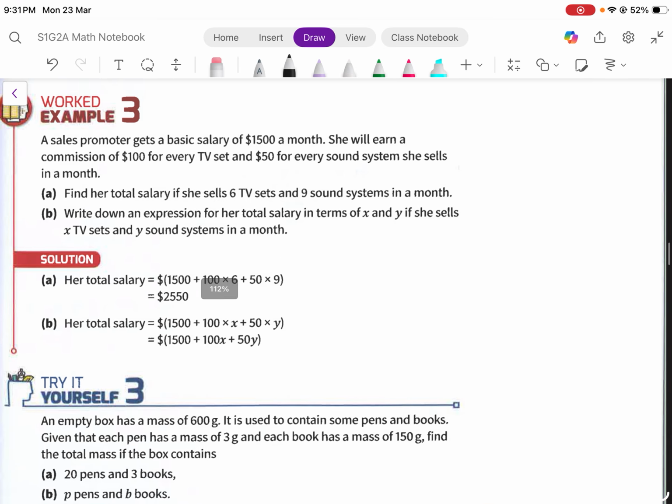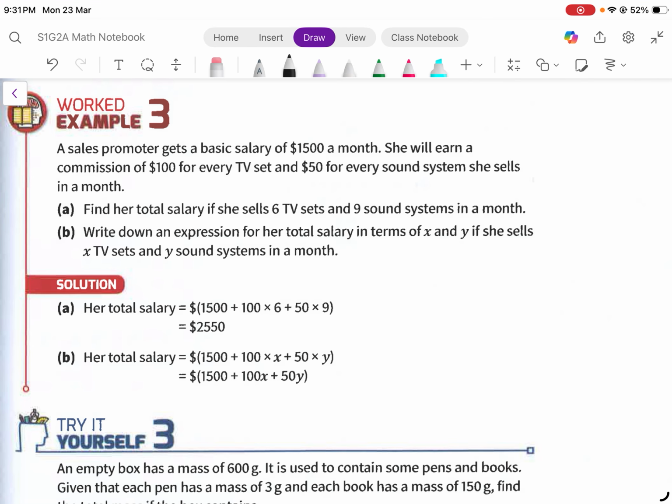Okay, a sales promoter gets a basic salary of $1,500 a month. She'll earn a commission of $100 for every TV set and $50 for every sound system she sells in a month. Find her total salary if she sells 6 TV sets and 9 sound systems in a month. Okay, so write down an expression for total salary in terms of X and Y, if she sells X TV sets and Y sound systems in a month.